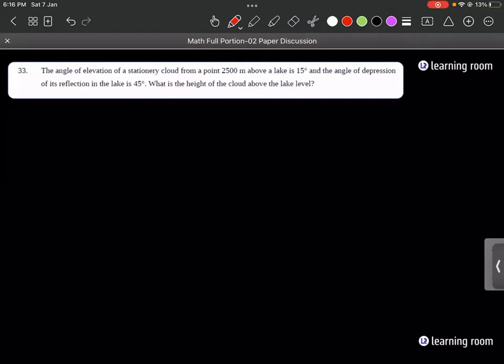The angle of elevation of a stationary cloud from a point 2500 meter above a lake is 15 degree, and the angle of depression of its reflection in the lake is 45 degree. What is the height of the cloud above the lake? So this is the lake level, and at a point which is 2500 meter above the lake, they are observing a cloud. The angle of elevation is found to be 15 degrees.